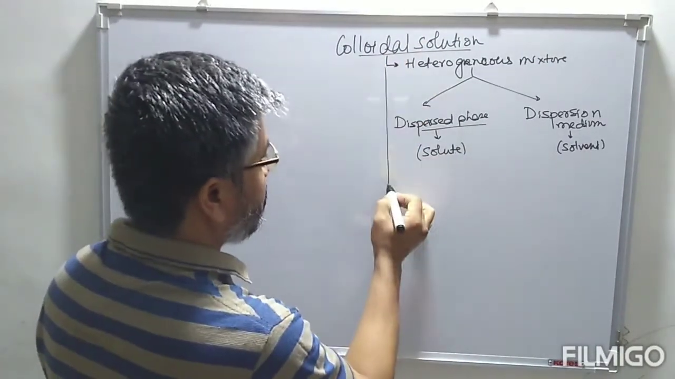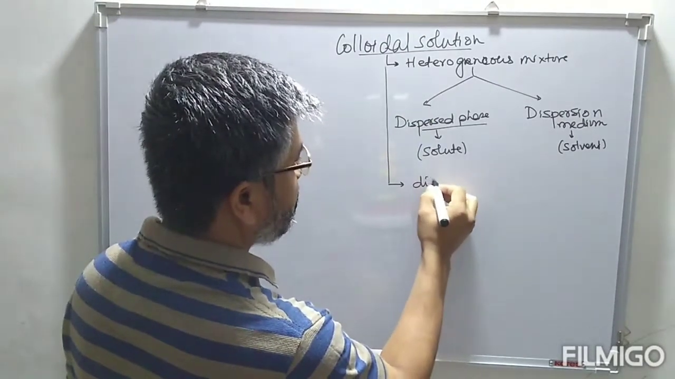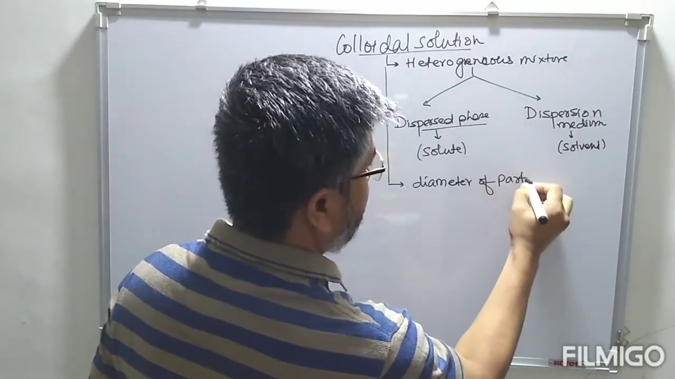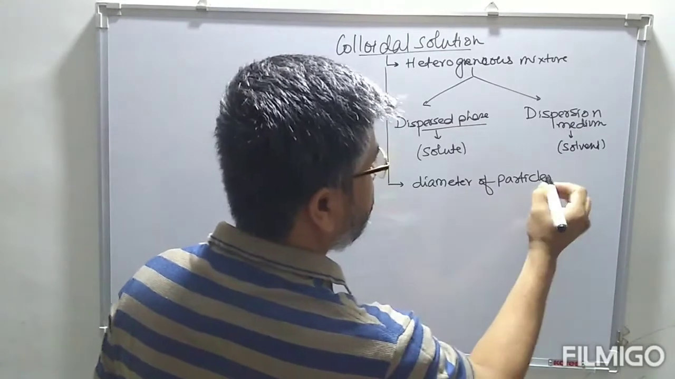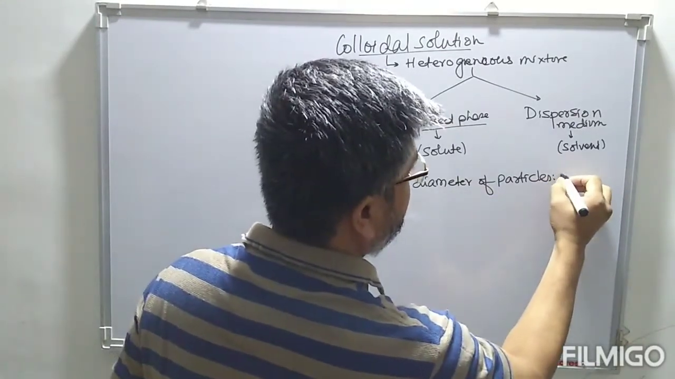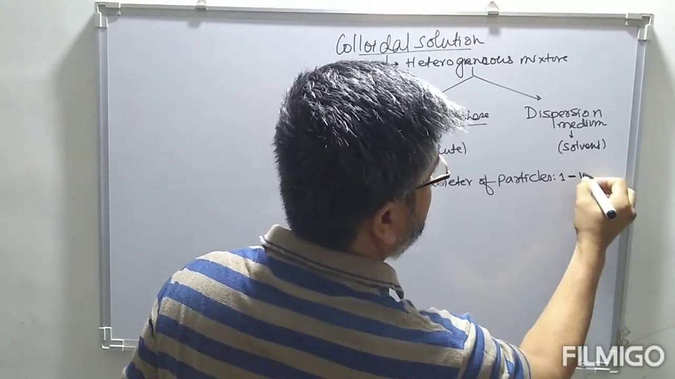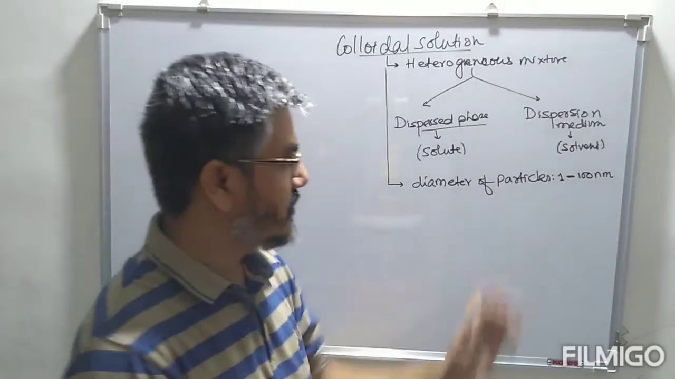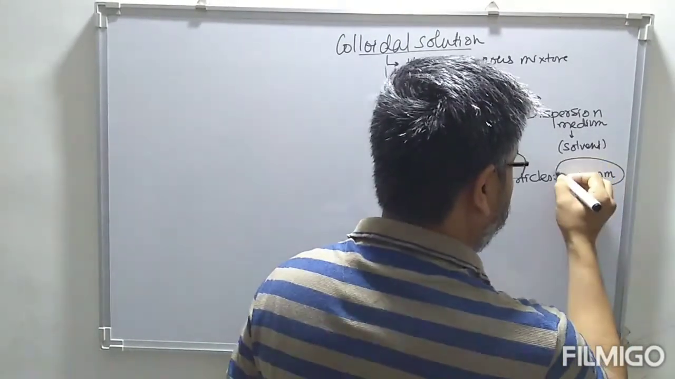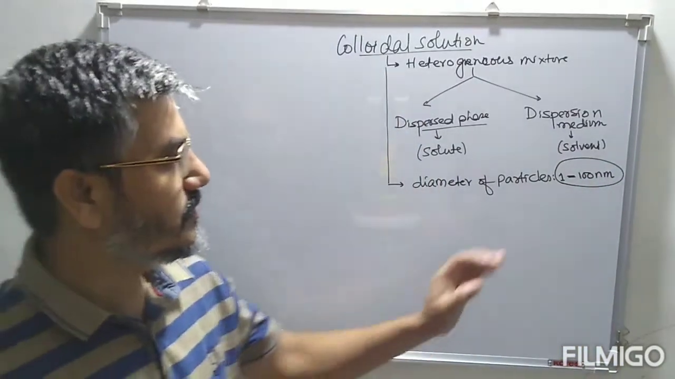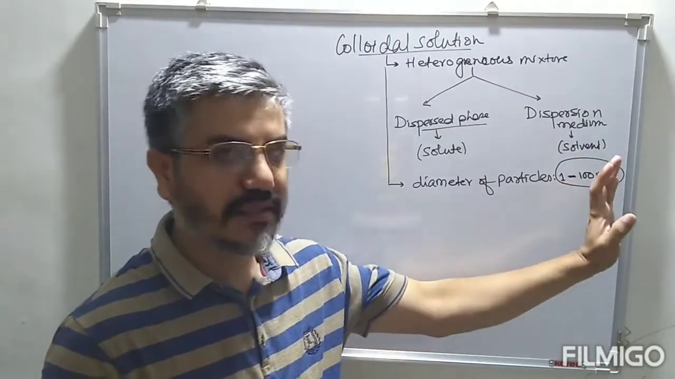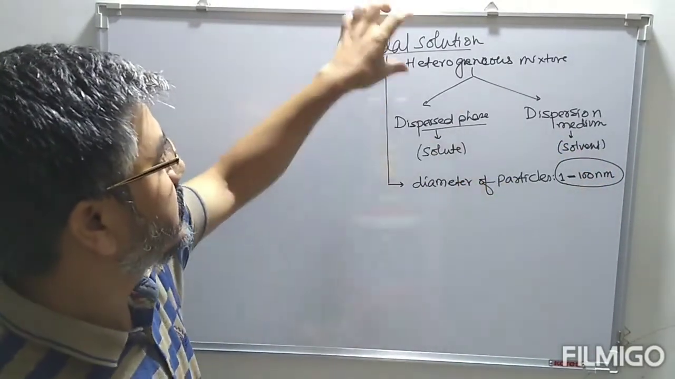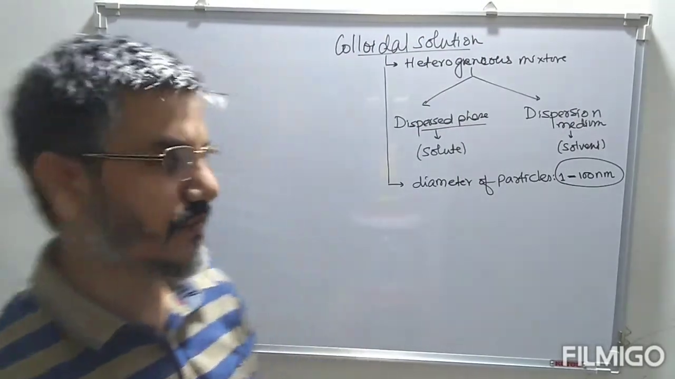For this colloidal solution, the size of particles, or the diameter of particles, ranges from 1 to 100 nanometer. So this is the size of particles. If the size of particles is greater than 1 nanometer but less than 100 nanometer, then these particles form a solution which is known as a colloidal solution.